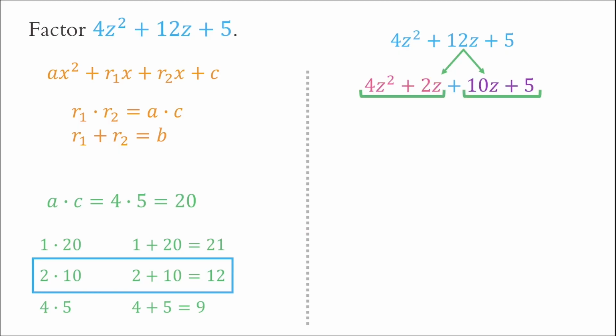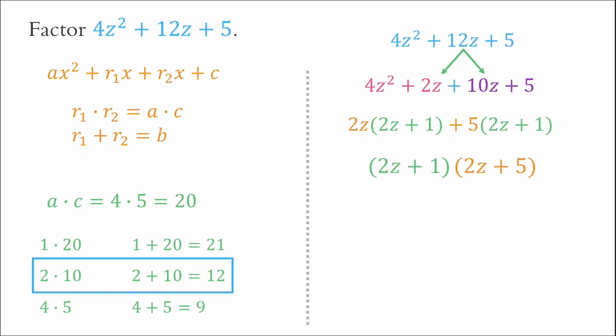Now we'll group our first two terms and our last two terms and pull out the greatest common factor out of each pair. For 4z squared and 2z, the greatest common factor is 2z, so we get 2z times 2z plus 1. For 10z plus 5, the greatest common factor is 5, so we get 5 times 2z plus 1. Since our expressions in parentheses match, we can factor that expression in front to get 2z plus 1 times 2z plus 5. Great! Let's check our work by expanding.